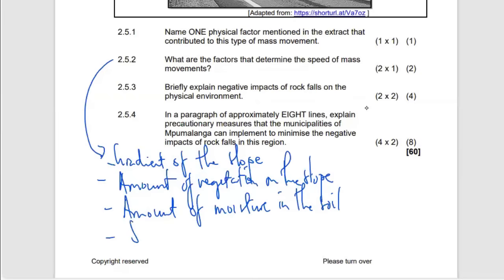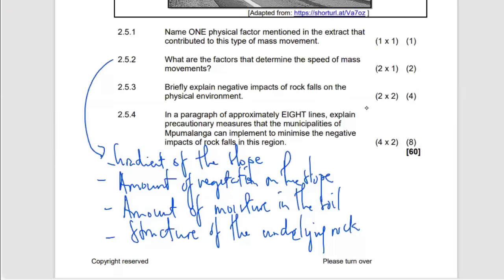Then you can also look at the structure of the underlying rock. Where we have underlying rocks which are solid and unbroken, the movement is faster. But where we have underlying rocks which are fractured, we are likely to have a slower movement. Those are some of the factors that we can mention.